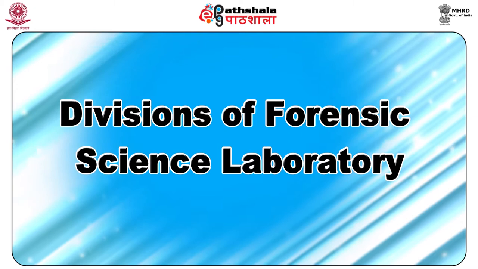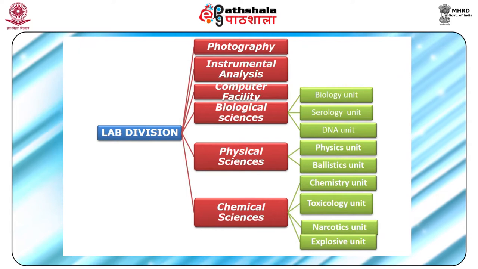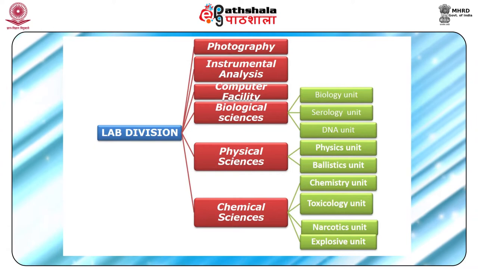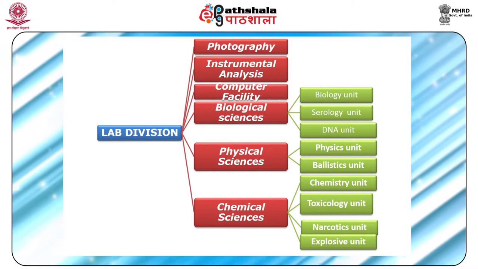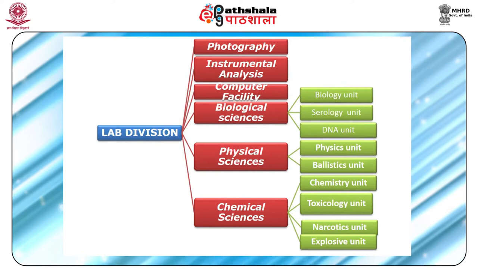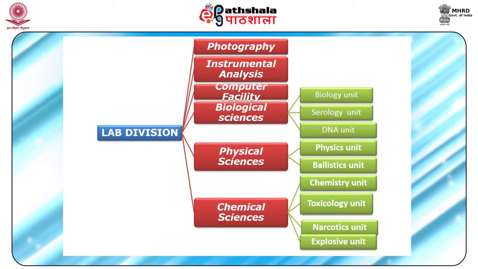Different divisions of forensic science laboratories. An ideal forensic science laboratory is generally divided into the following divisions: photography, which is common for all the divisions; instrumental analysis, which is also common for all the divisions; computer facilities, which are also found in all the divisions; biological sciences, which include the biology unit, serology unit, and DNA unit; then physical sciences, which include the physics unit and ballistics unit; chemical sciences, which include the chemistry unit, toxicology unit, narcotics unit, and explosives unit.